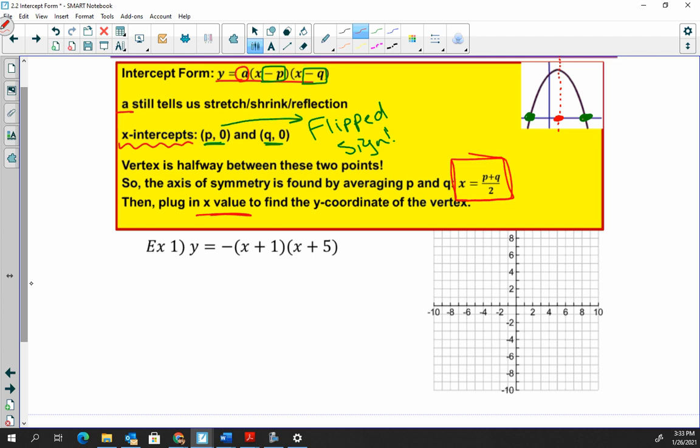Here is an equation in intercept form. I know it's in intercept form because it's factored. It has two things being multiplied together in parentheses. Okay, so it looks like it's in intercept form.